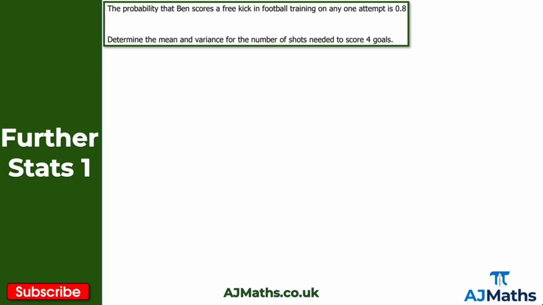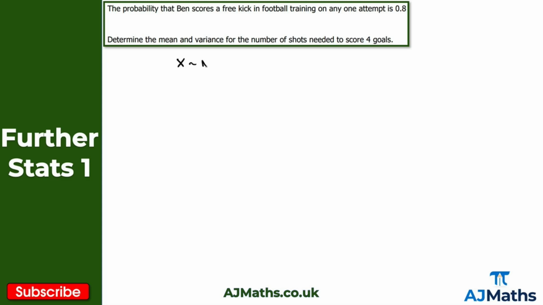And finally then, if we take a look at the very last question, question 3, where we have the probability that Ben scores a free kick in football training on any one attempt, that's given as 0.8. For this question, we're asked to determine the mean and variance for the number of shots needed to score 4 goals. As we begin, what we need to do is define the distribution that we're working with. So if we just choose our random variable, completely up to you what letter you choose, but I'm just going to choose x. It's pretty standard to just work with x as our random variable.